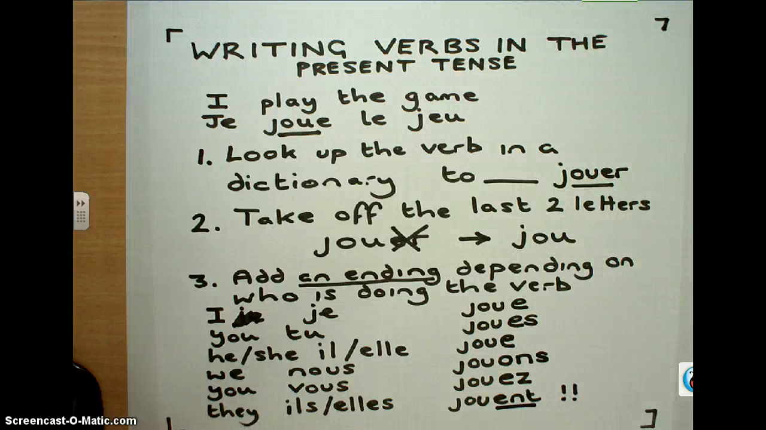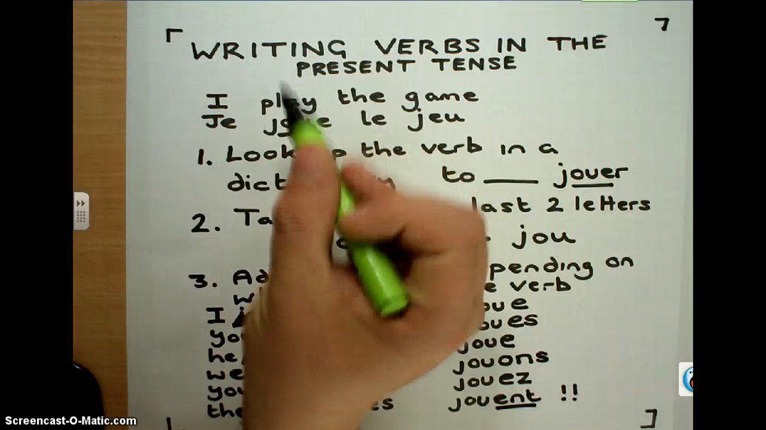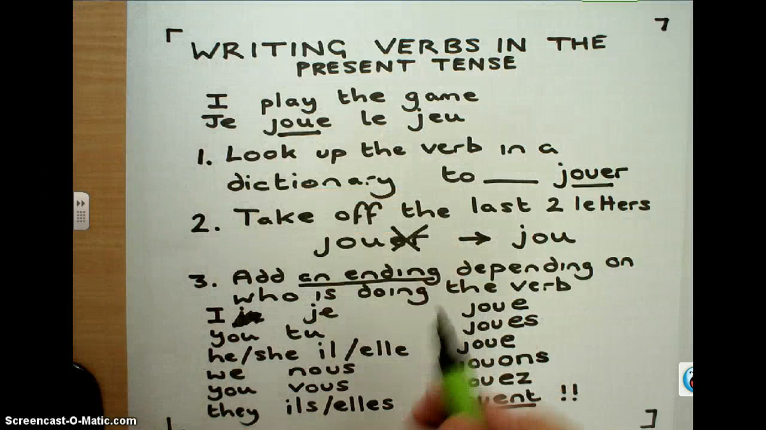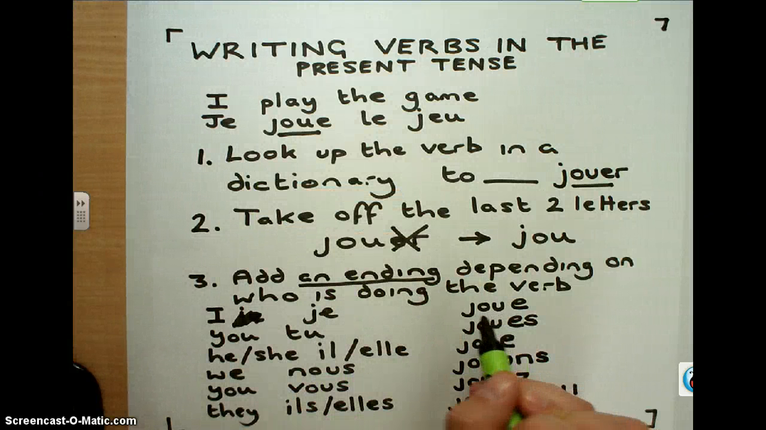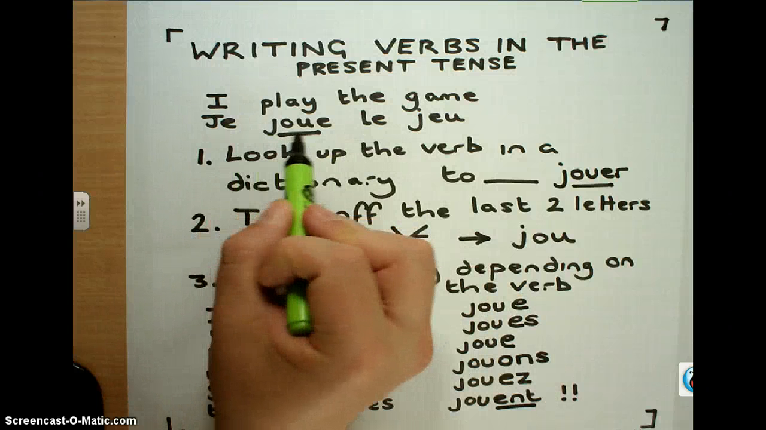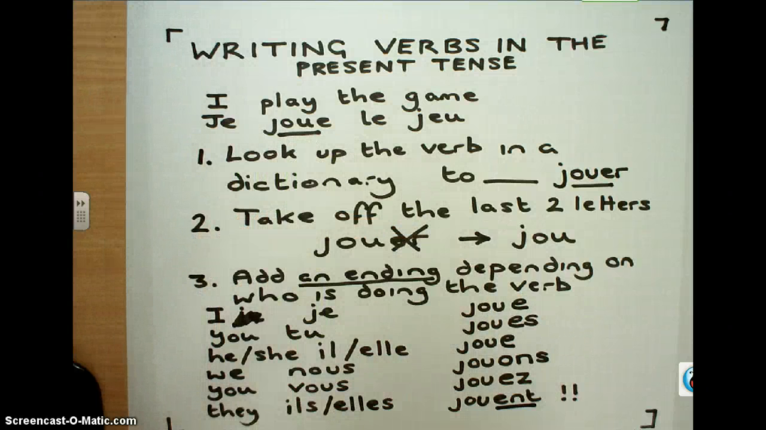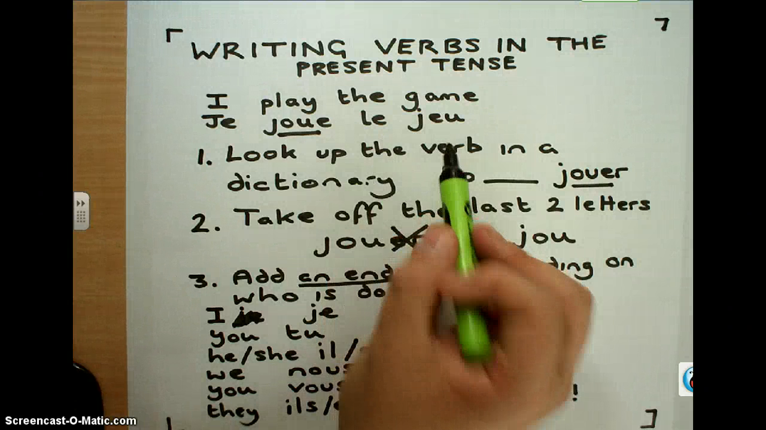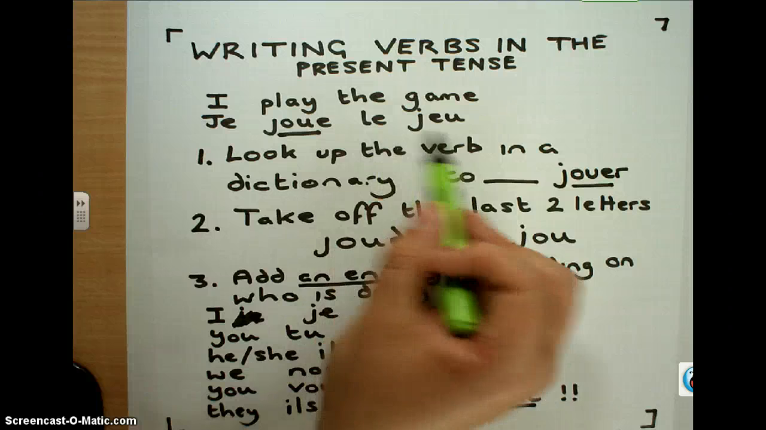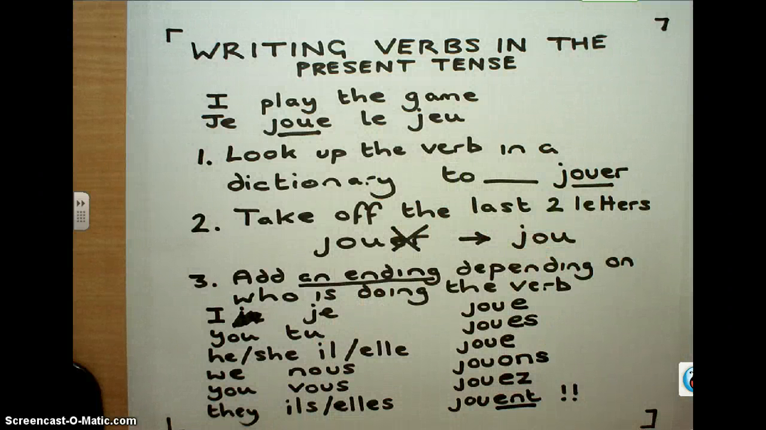So now, going back to our original sentence, I play the game. I is je. And if we look in our table, for je, there's our stem, and here is the letter E that we've added. So I play the game, je joue le jeu. If we play the game, nous jouons le jeu. If they play the game, ils jouent le jeu. And that is how to write verbs in the present tense when they end with the letters ER in the dictionary.